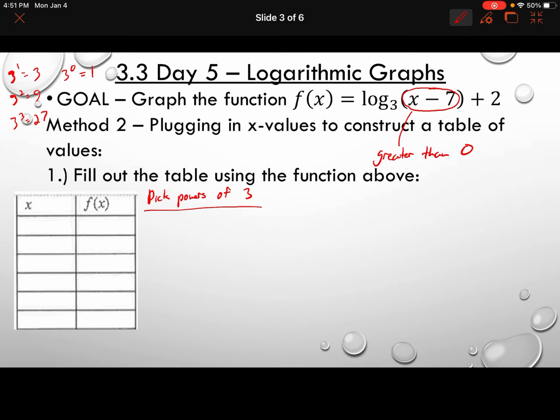So let's do 3, right? 3 to the first is 3. Now careful. I want the inside of this parentheses to be equal to 3. So in reality, what I'm going to be plugging in is 10, because I want 3. Okay, so 10 minus 7 is 3.